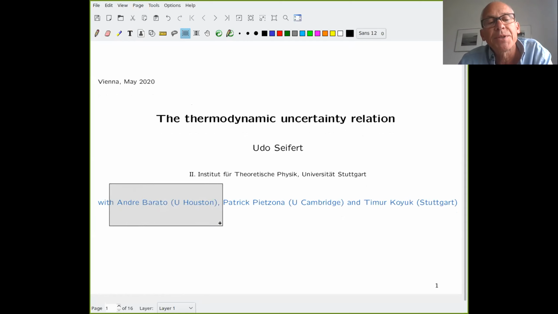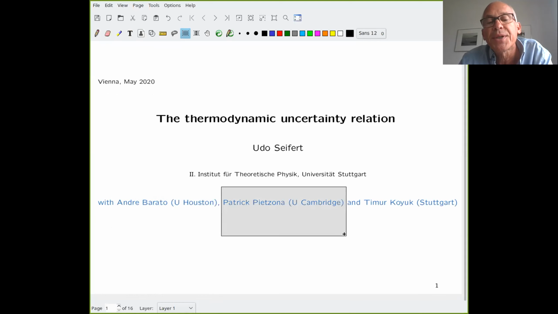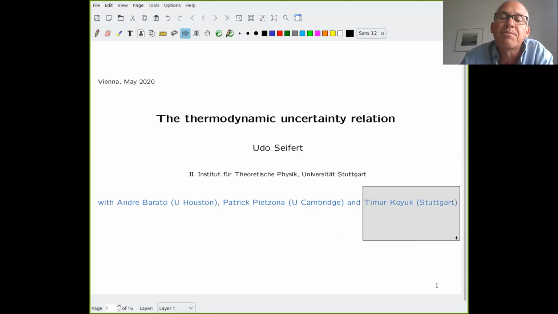I'll be talking about the thermodynamic uncertainty relation and highlight a few aspects. This is work which started with Andre Barato, who is now faculty in Houston, and Patrick Pizzonka, who is now a postdoc in Cambridge and did a PhD on this. My current postdoc grad student is Timo Kuyuk, and I'll show you very recent results we got together towards the end.